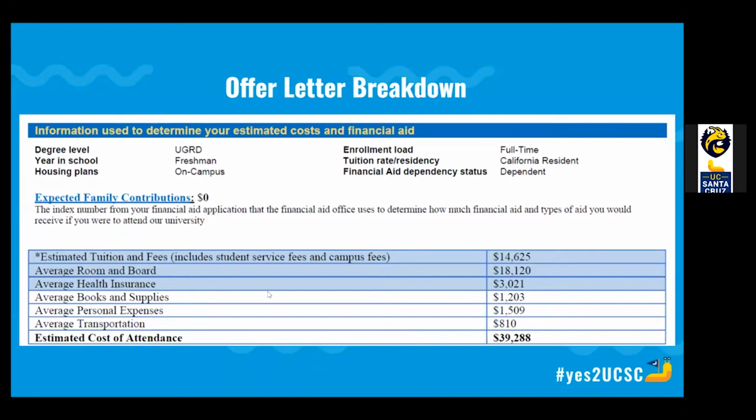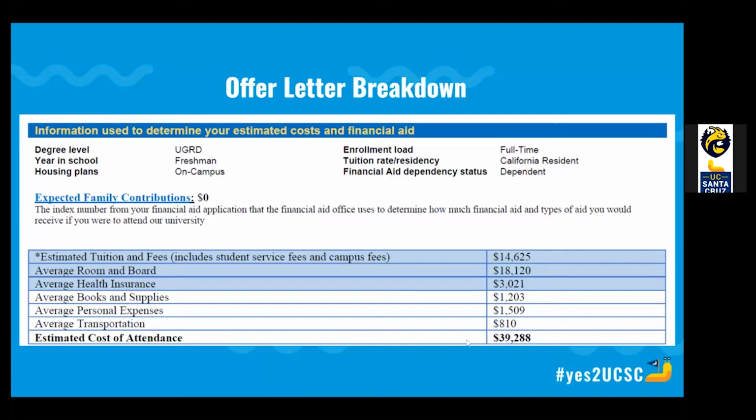And then below that is the cost of attendance. So if you've been with Robert and I through the first and second webinar series, we talked a lot about cost of attendance. And so based on your housing plans and your residency, we issued you the budget that you would fall into. For this student, because they're on campus and a California resident, their estimated cost of attendance is $39,288. Now, this is made up of these several different components.